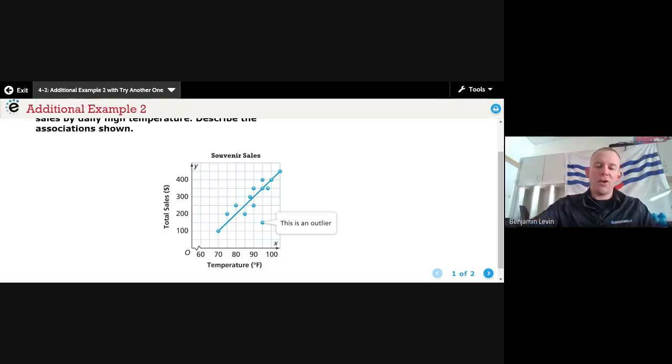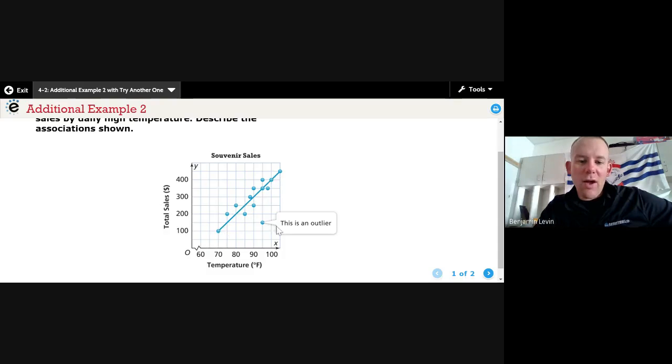So you've got a trend line here, and then you have one outlier, right? It was 95 degrees, and they only sold $150 worth of stuff on this particular day. It's an outlier. It's really far away from the rest of the data in the scatter plot, right? So we learned about an outlier yesterday. Again, this could have been a day game on a Tuesday or Wednesday, right? Every once in a while, they do play a day game on a Wednesday.